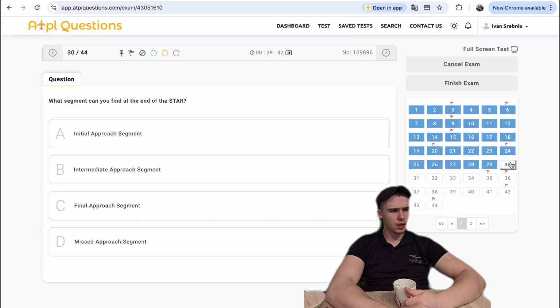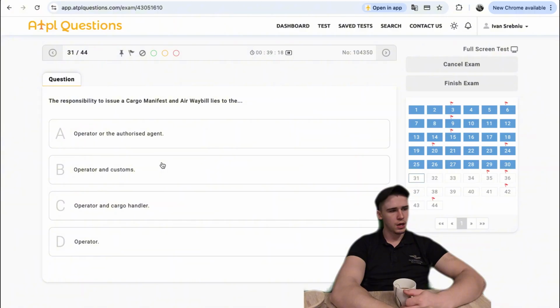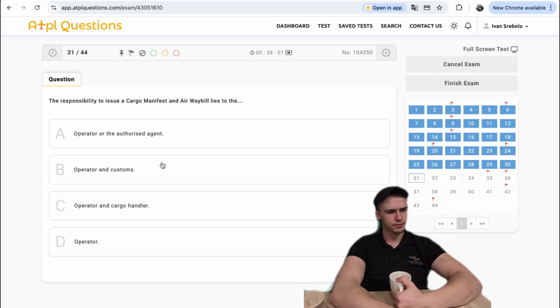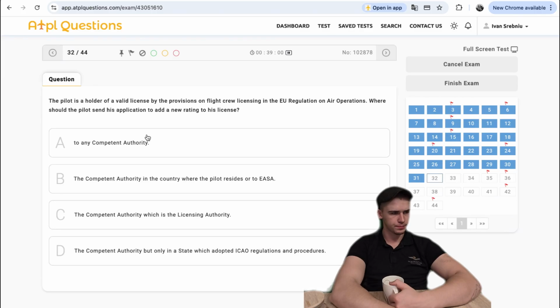So, what segments can you find at the end of the STAR? Intermediate approach segment. It's just to remember, look at the charts and learn it. The responsibility to issue a cargo manifest and airway bill lies with the operator or the authorized agent.